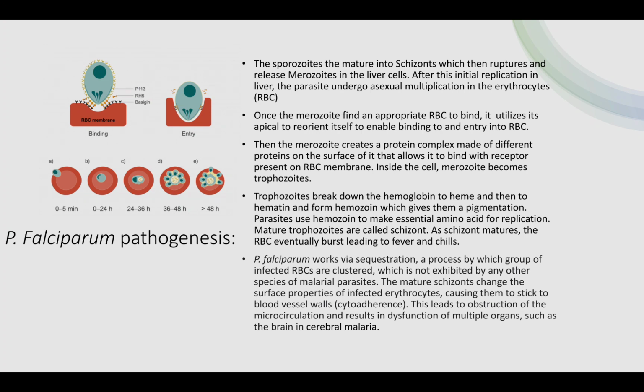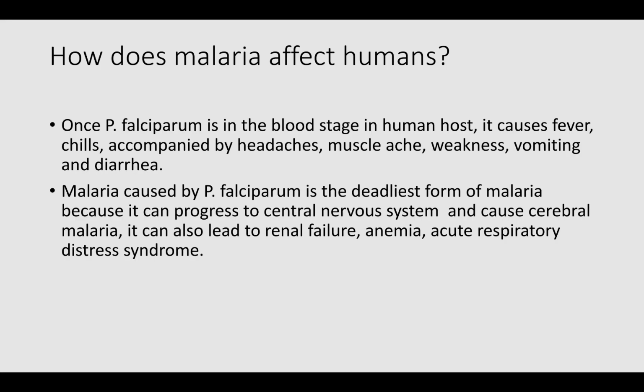The mature schizonts change the surface properties of the infected erythrocytes, causing them to stick to the blood vessel wall, which is also known as cytoadherence. This leads to the obstruction of the microcirculation and results in dysfunction of multiple organs, such as the brain in cerebral malaria. Once Plasmodium falciparum is in the blood stage in the human host, it causes fever and chills accompanied by headaches, muscle ache, weakness, vomiting, and diarrhea.